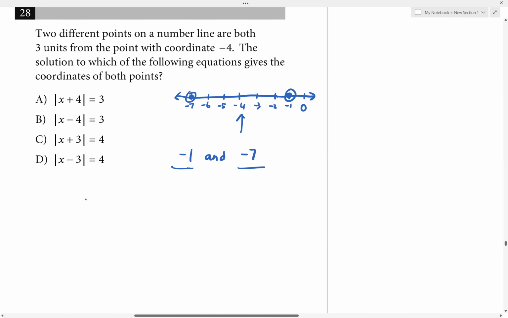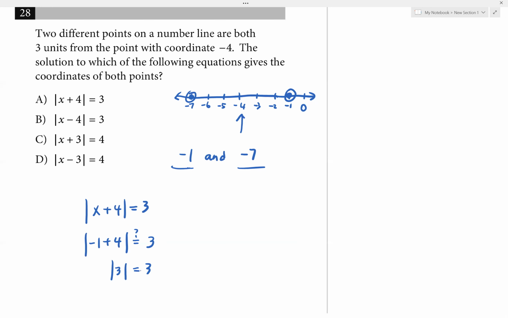Okay, so if you plug in for A, this is absolute value of x plus 4 equals 3. You plug in -1 for x, this will be absolute value of -1 plus 4. Will that equal 3? Well, -1 plus 4, we have to solve the inside first. -1 plus 4 is 3, and then the absolute value of 3. Absolute value makes everything positive, or it could be 0, but it won't be negative. So it's already positive, it'll stay positive. So it'll be 3 equals 3, so that works.